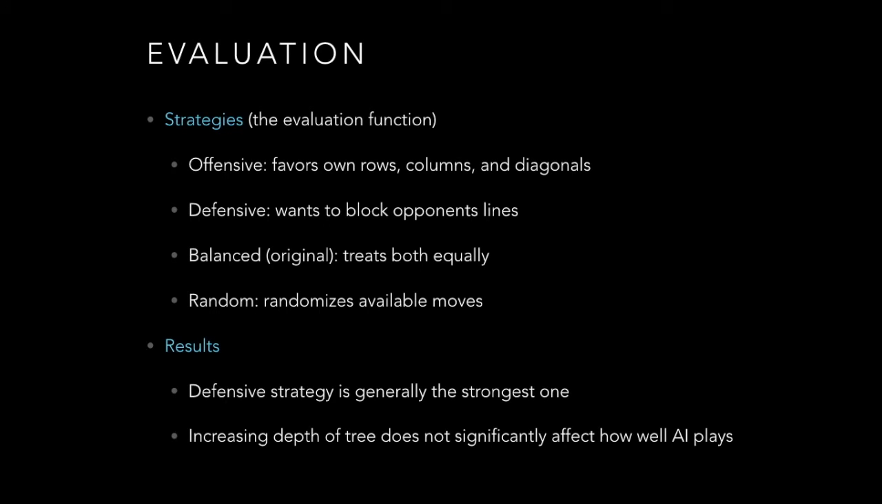To evaluate our AI, we created a few more evaluation functions that altered how our AI played the game. The offensive strategy favors completing its own rows over the opponent's rows, so its own rows are weighted more. The defensive strategy tries to block its opponent's rows before completing its own rows. The balance strategy is our original evaluation function, where both types of rows are weighted equally. And finally, we have a random strategy that selects a randomized valid move.